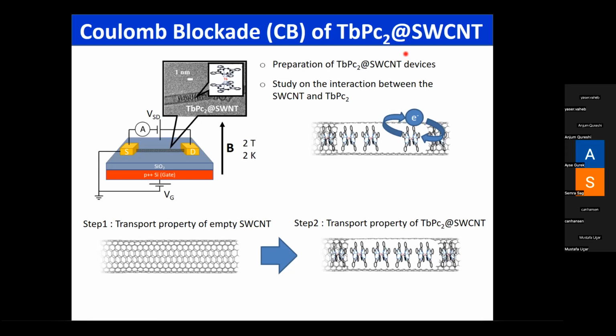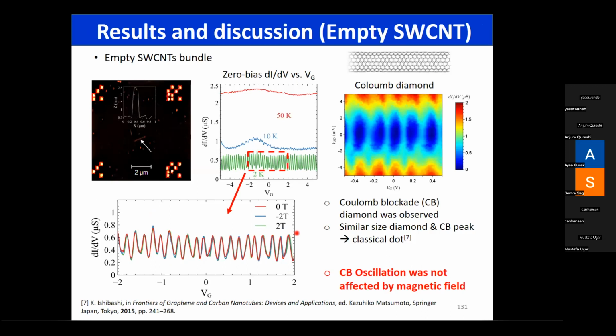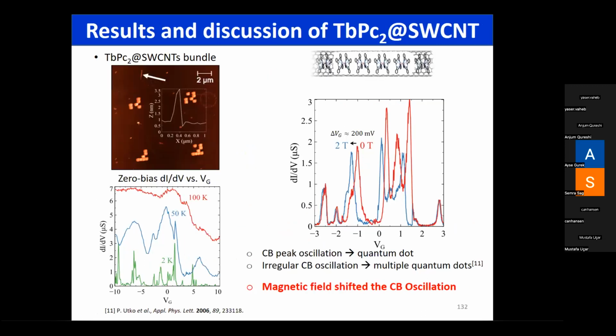Coulomb blockade is a quantum tunneling. Okay. So everybody knows single carbon nanotube shows the Coulomb blockade. But after encapsulation, what happens? So before encapsulation, in this carbon nanotube, very beautiful oscillation of the Coulomb blockade. 0 Tesla, -2 Tesla, 2 Tesla, no change because no spin.